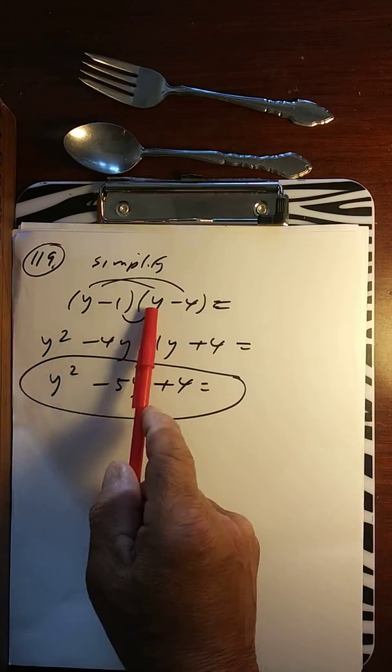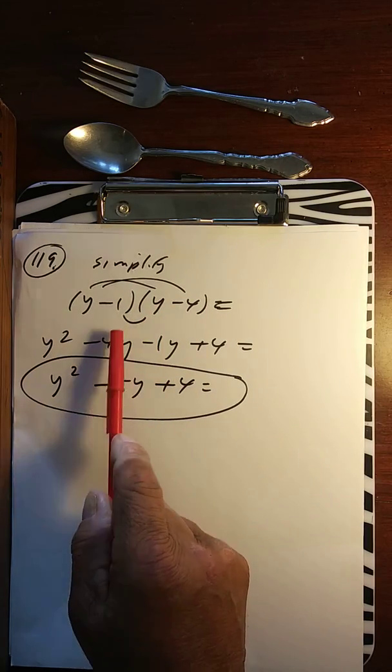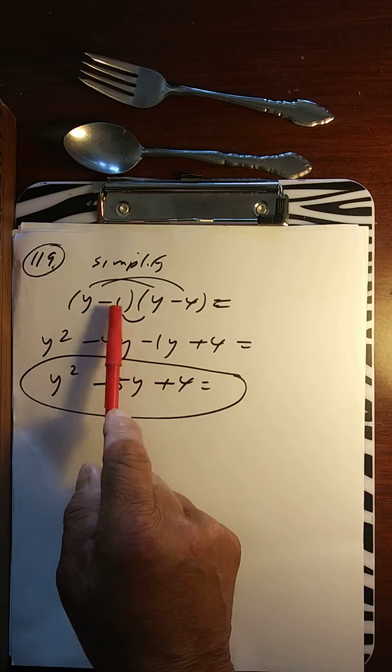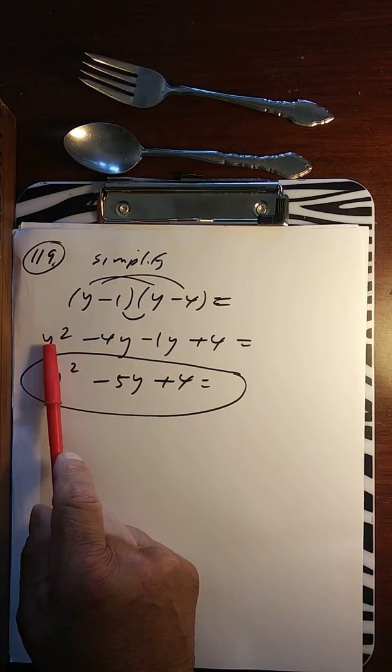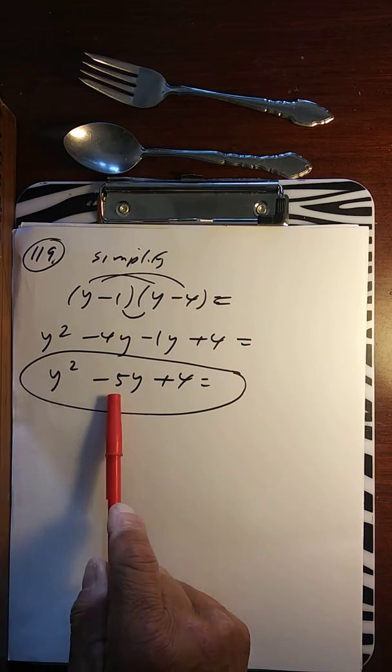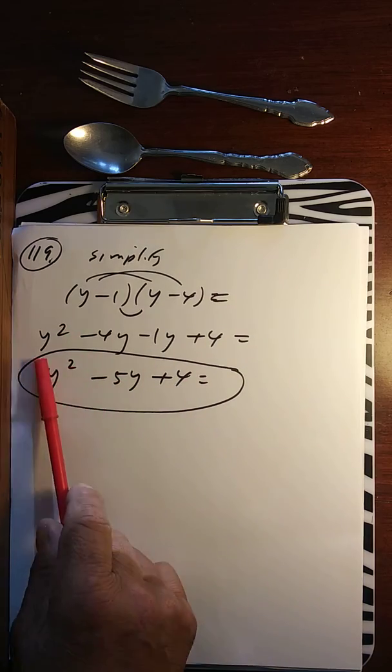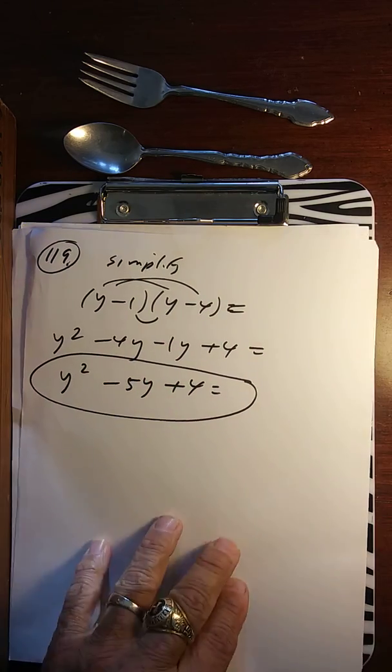Now we have y times y squared. That times that's going to be negative 4y. That times that's going to be negative 1y. That times that's going to be positive 4. So we have y squared. Put this together. It's going to be y squared minus 5y plus 4.